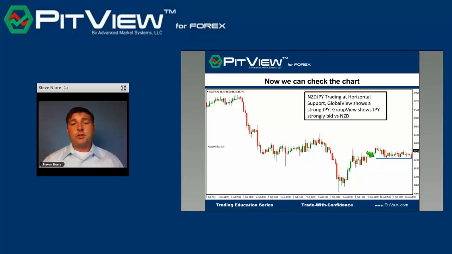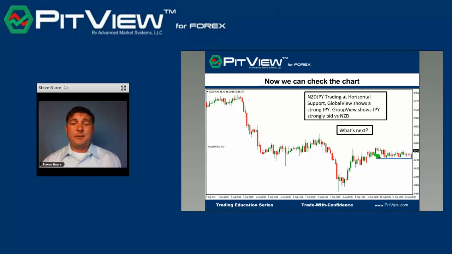We know global view shows a strong yen. We know group view shows yen strongly bid versus New Zealand. So what does this mean to us? Well, this means that New Zealand yen, as it's been coming down, has already been making lower highs and lower lows, and it's hitting this horizontal support level. Maybe we could look for opportunities as far as an action goes to short New Zealand yen.